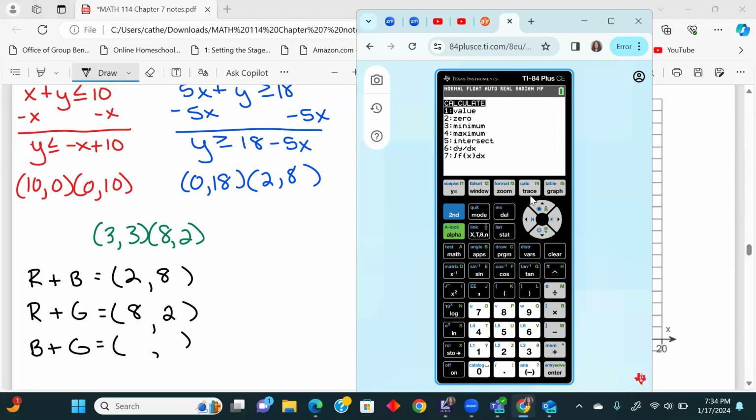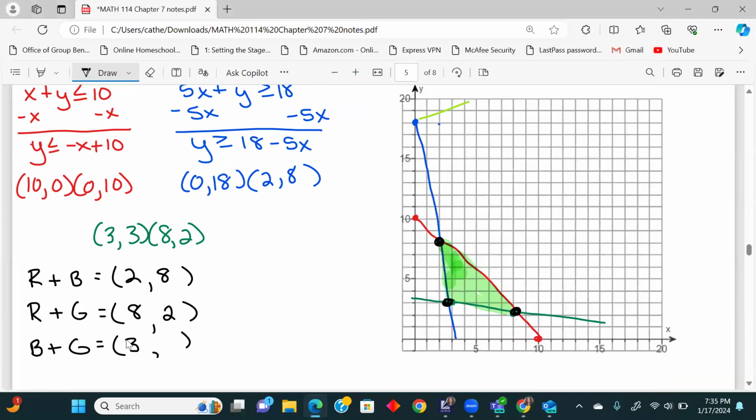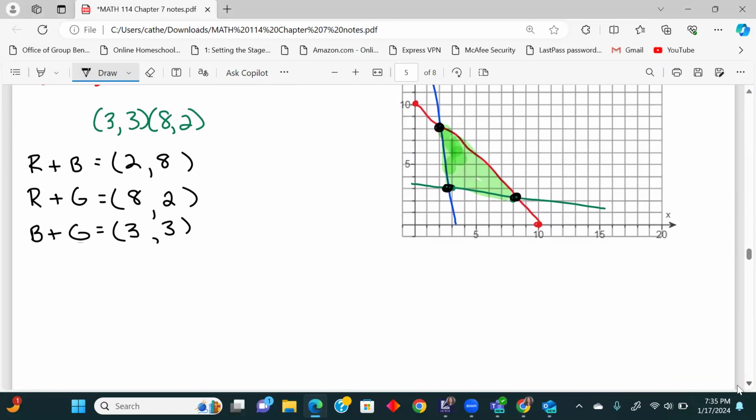Second, trace, intersect. It'll say first curve, you just hit enter. Don't move anything. Say second curve, hit enter. Guess, hit enter. It's at 3, 3. And we're not getting any duplicate. So if you were to accidentally do 2 the same again, you would get a duplicate, which we don't want. Okay, you would get the same point.